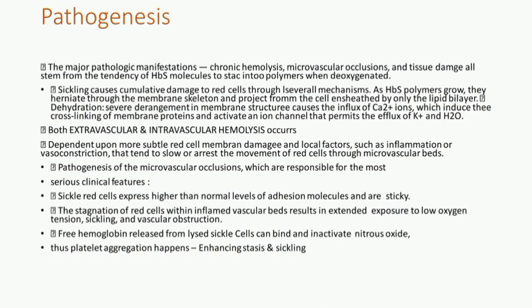As HbS polymers grow, they herniate through the membrane skeleton and project from the cell, held in only by the lipid bilayer. Dehydration. Severe derangement in membrane structure causes the influx of Ca2+ ions, which induce the cross-linking of membrane proteins and activate an ion channel that permits the efflux of K+ and water.